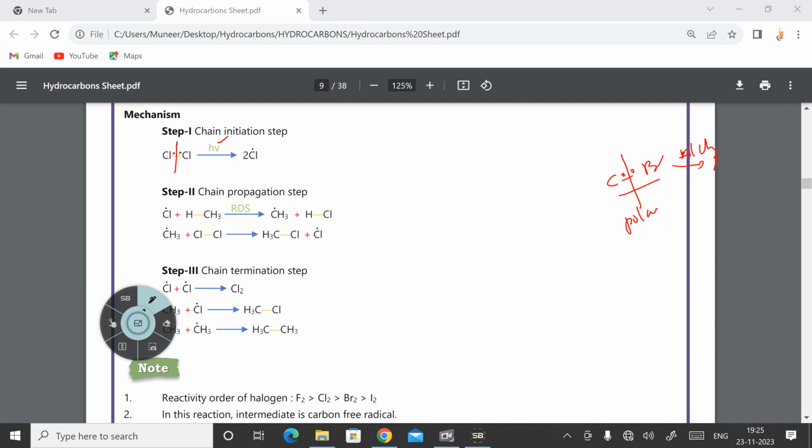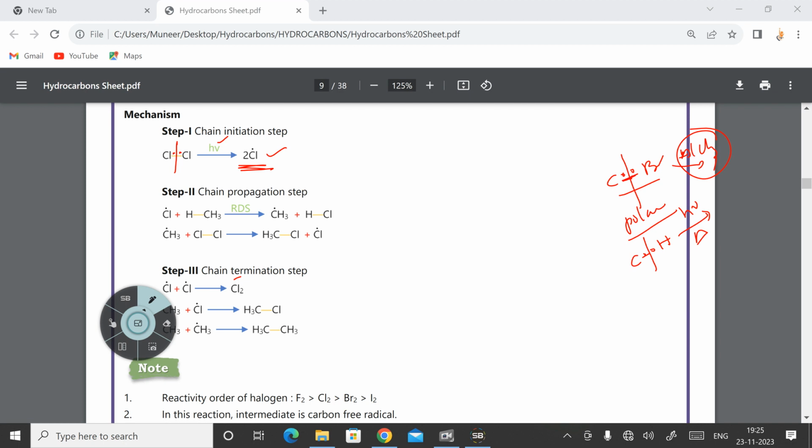So a polar covalent bond can undergo homolytic fission in the presence of a catalyst. But a non-polar covalent bond undergoes homolytic fission in the presence of sunlight or heating. Okay, so here sunlight is used, which means that is a non-polar covalent bond. That is why it dissociates into free radicals in the presence of sunlight and forms two chlorine free radicals.